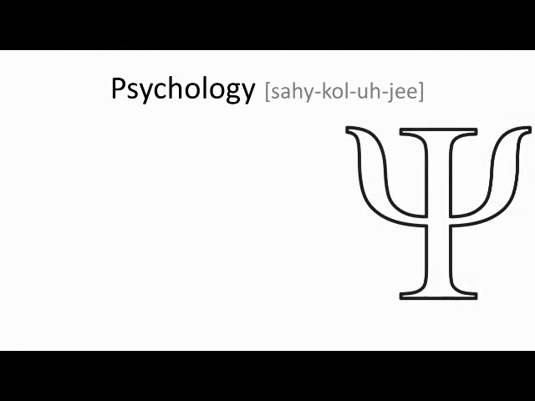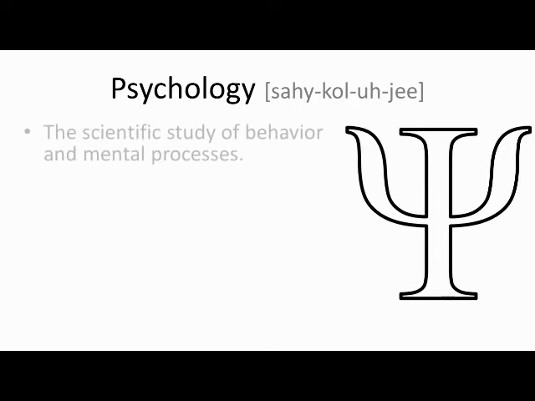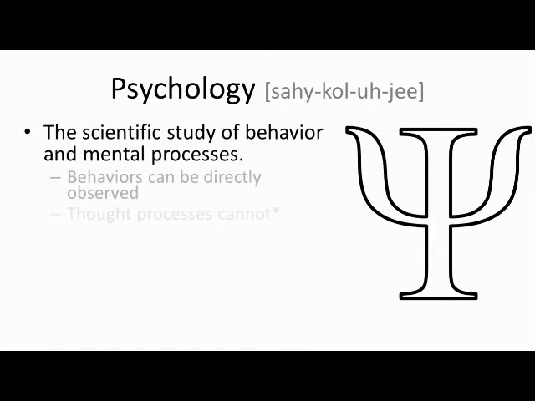Psychology. Psychology is the scientific study of behavior and mental process. Behavior can be directly observed. You can just watch somebody and take some notes about someone. But it's not easy to observe the mental processes. You can't just look at somebody and say what they are thinking about or what they are going to do.